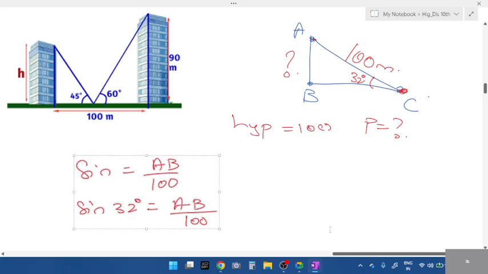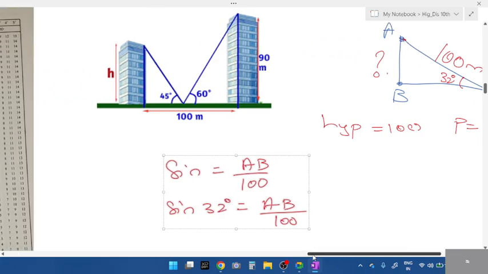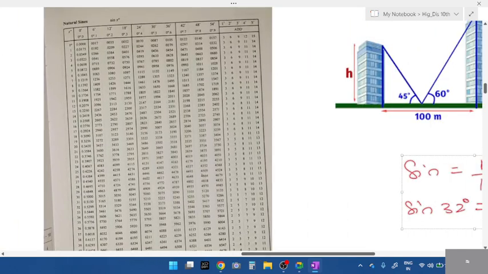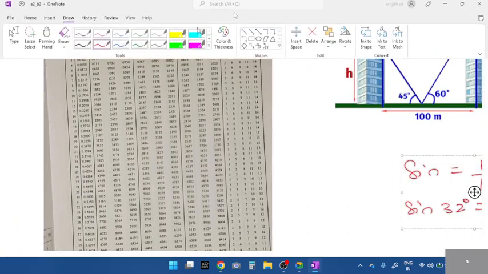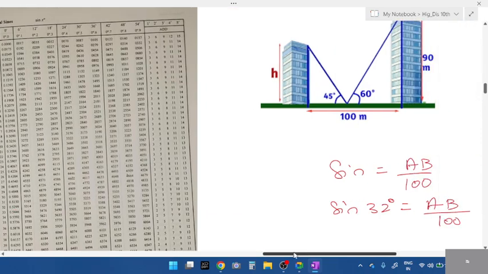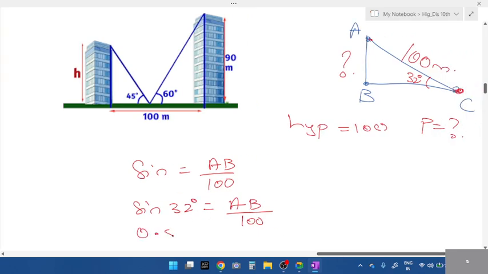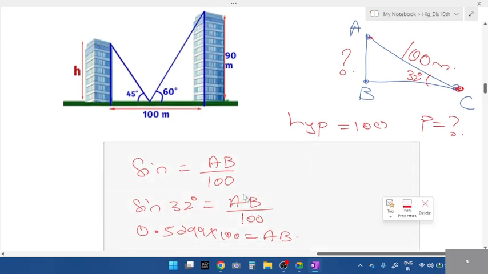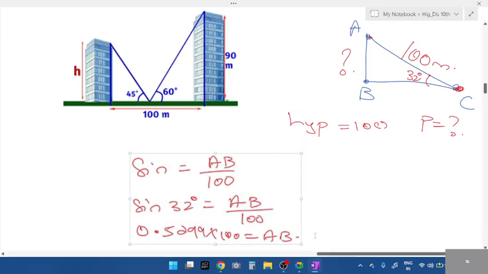We only know sine for 30, 45, 60 and 90. If you want sine 32, you have to refer to the table. Look at sine 32. Sine 32 is this value. What's the answer for sine 32, students? 0.5299. So 0.5299 into 100 is equal to AB. You calculate, you'll get the answer. This is how you find AB value when hypotenuse is given. First type of question. Second one is conversion type.